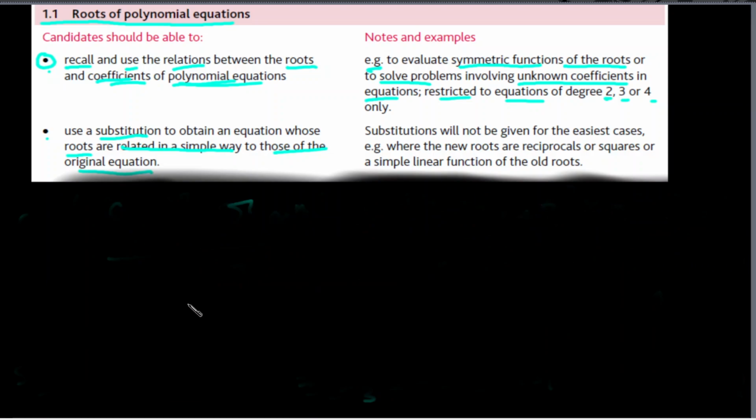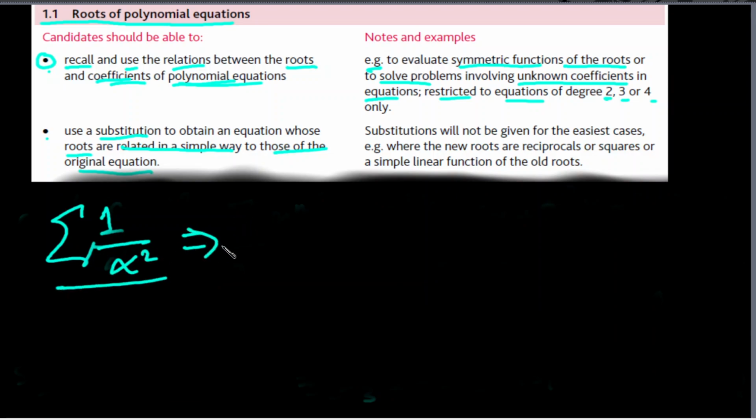Now, if we have some other stuff, this applies with negative numbers as well. So basically, if we have something like find the sum of 1 by alpha squared, if we have something like this for a quadratic, and let's just take the quadratic as the same thing, x squared plus 5x plus 7 equals 0.